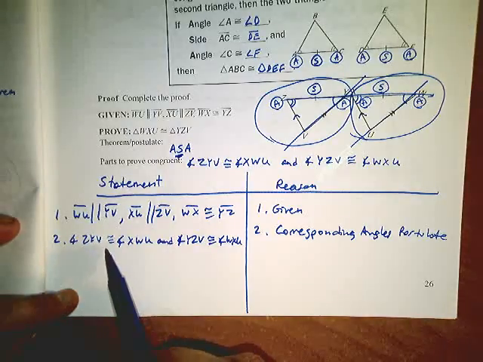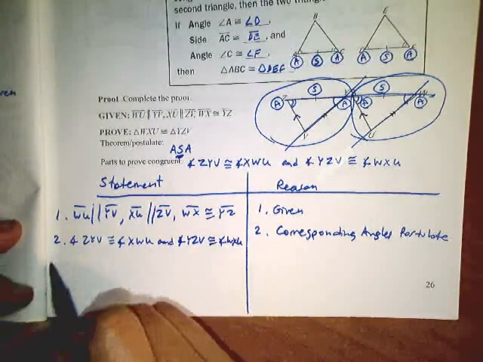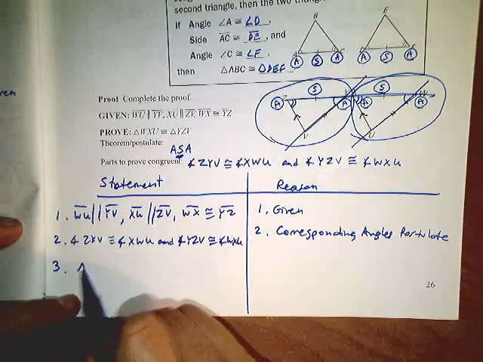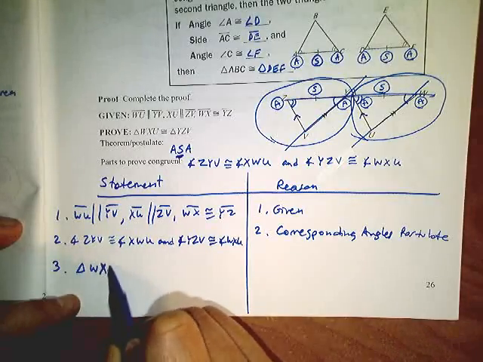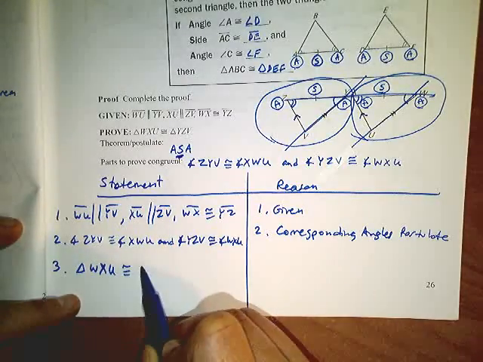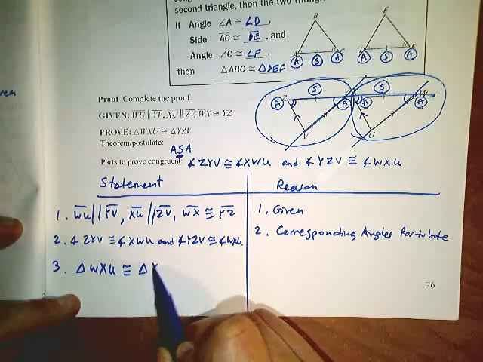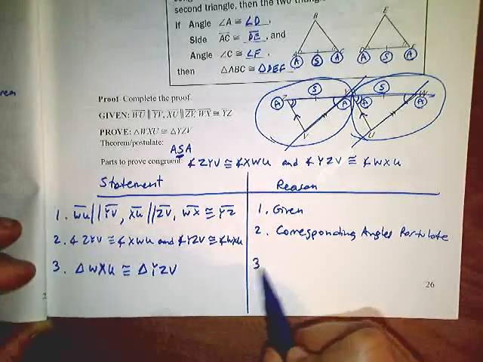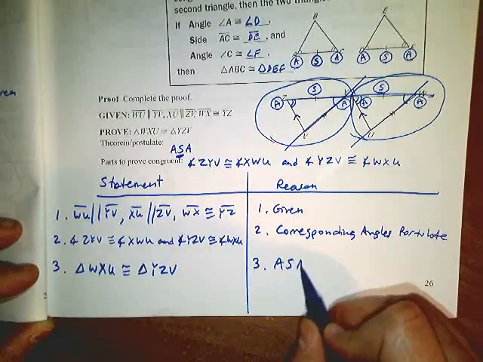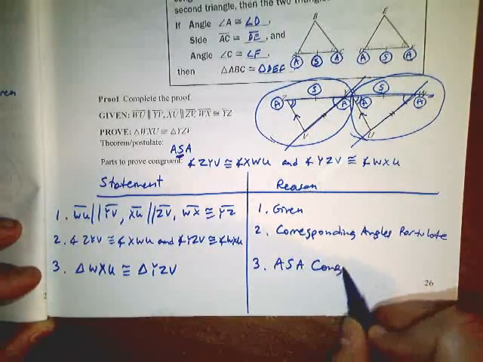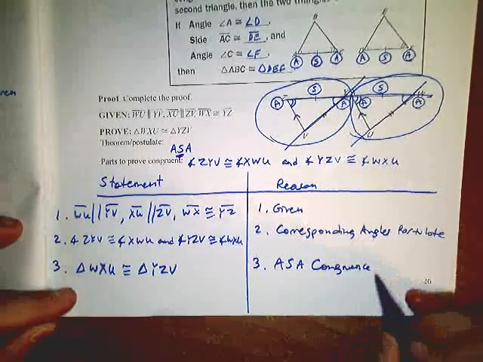So I have pair of angles, pair of angles, pair of sides that are congruent. So I can go ahead and state that WXU as a triangle is congruent to YZV as a triangle, according to the angle side angle congruence postulate.